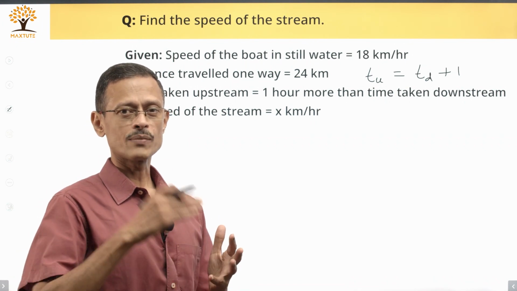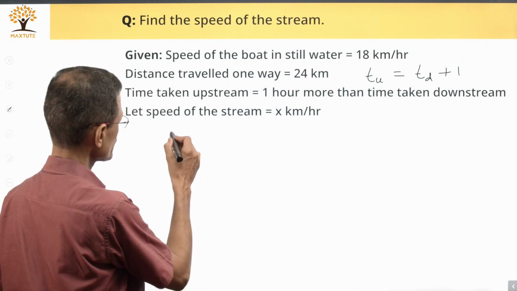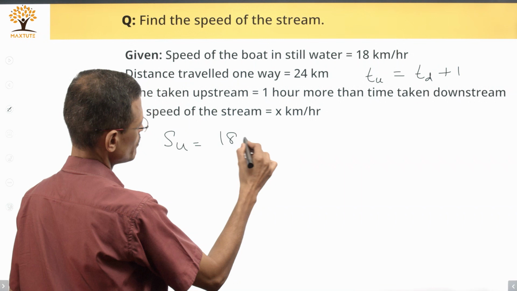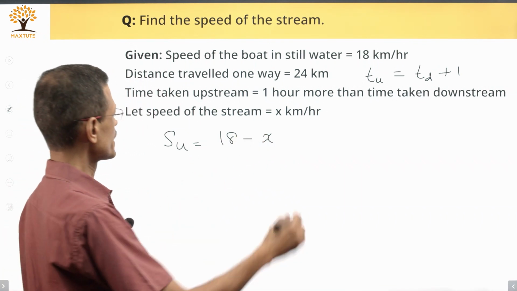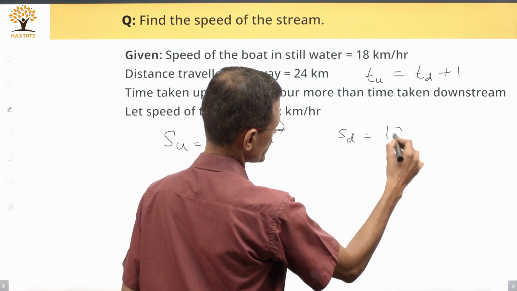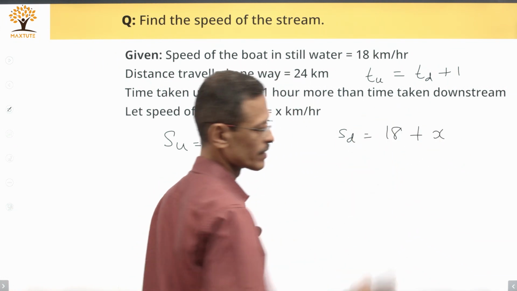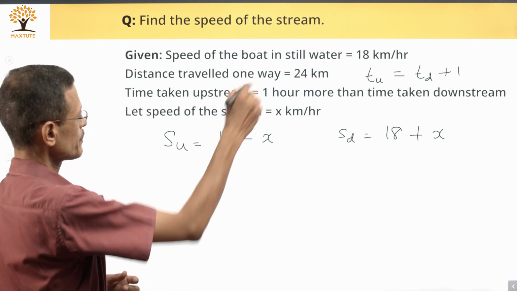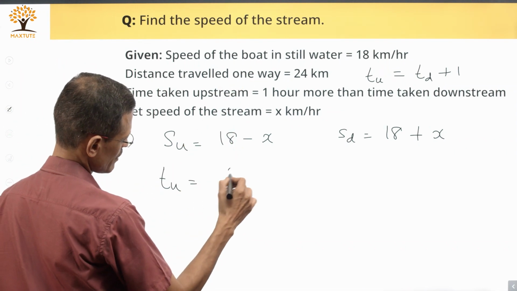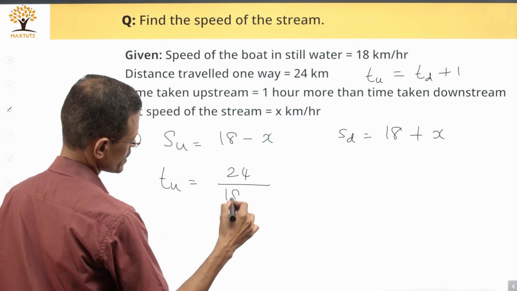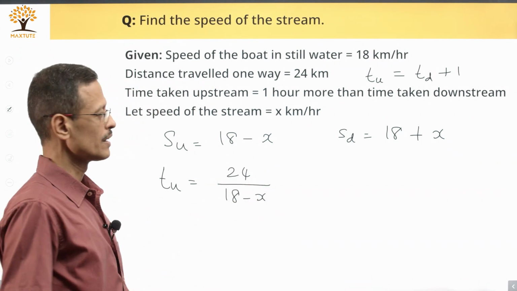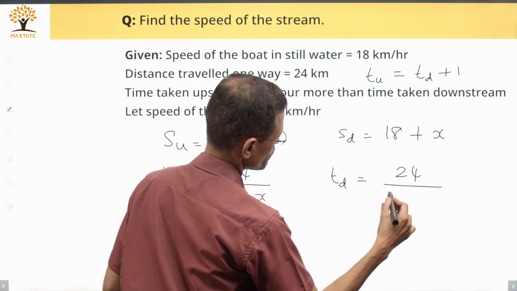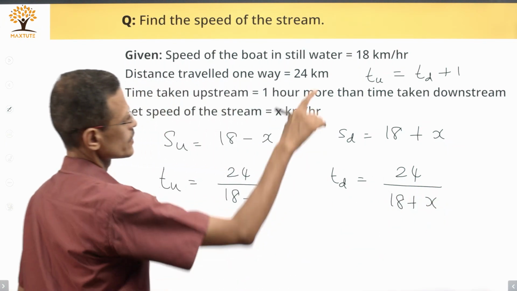Now, let's find out what is the upstream speed, what is the downstream speed. Upstream speed, we'll call it SU, is the still water speed of the boat, which is 18, minus the speed of the stream. Downstream speed is the still water speed of the boat, 18, plus the speed of the stream, which is x. So, how long will it take to travel upstream? The time taken upstream is the distance traveled, 24, divided by the speed, which is 18 minus x. Downstream time taken will be the same distance 24, but the speed would be 18 plus x.